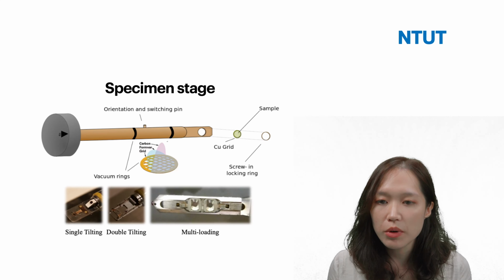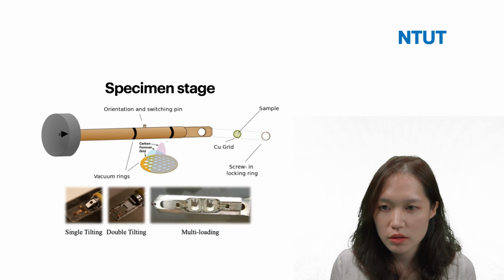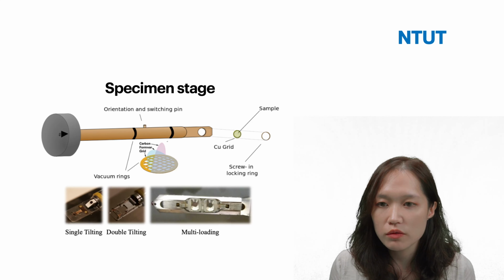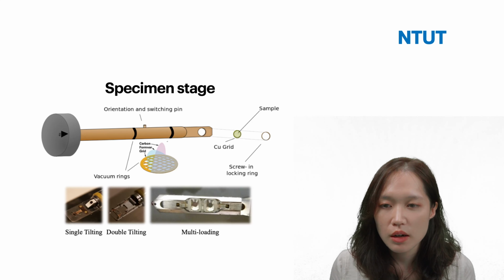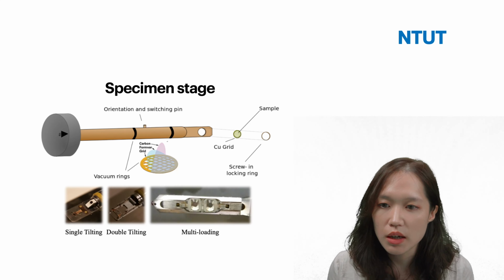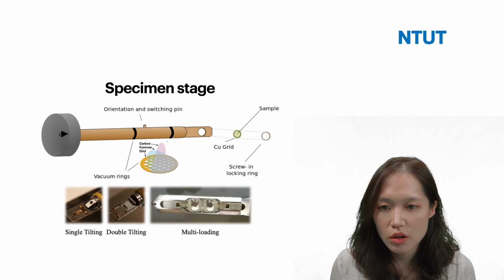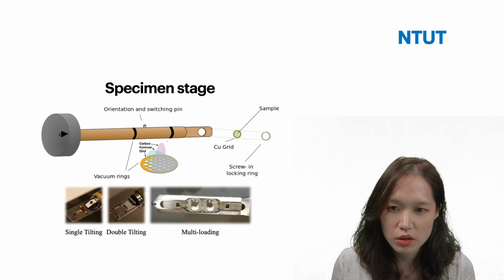So as you can see at the bottom, there are very many different types of specimen stage nowadays. Okay, so we have the vacuum ring, like an O-ring, to ensure the vacuum doesn't leak. We have an orientation switching pin, so it's kind of a dummy-proof device. And then we put the samples in the little hole at the top, as you can see at the bottom. There is something called a single tilting, double tilting, multi-loading. I'm sure there's much more too. So you can load 1 or 2 samples onto that.